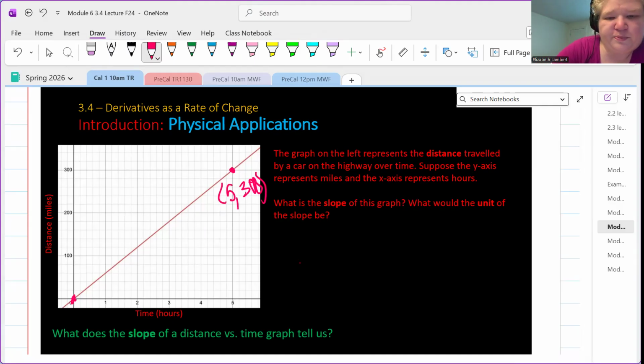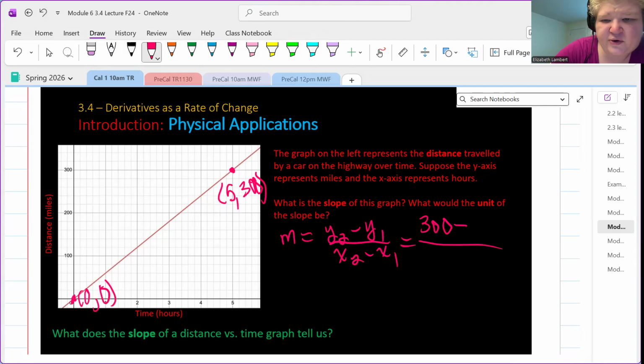So slope, because we're looking between these 2 points, old school slope is just rise over run, change in y's over change in x's. Our y2 is 300. Our x2 that goes with it is 5. And then our y1 and x1 were zeros. So I end up with 300 divided by 5, which is 60.